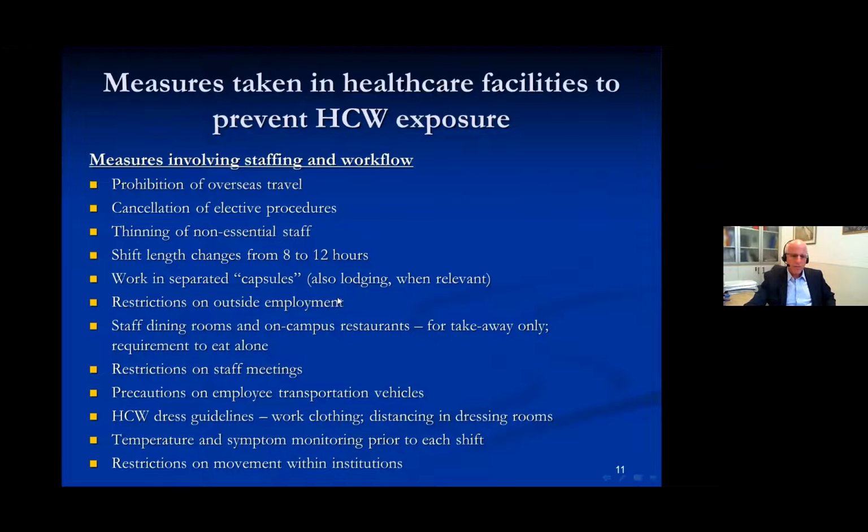The measures involving staffing and workflow, I've listed most of them or all of them here. First of all, a blanket prohibition of overseas travel for healthcare workers, cancellation of elective procedures at acute care hospitals, a thinning of non-essential staff, changing the shift length from 8 to 12 hours and working those 12-hour shifts in what we called capsules. So it was the same workers who worked with each other in each shift and also with the same patient rooms.